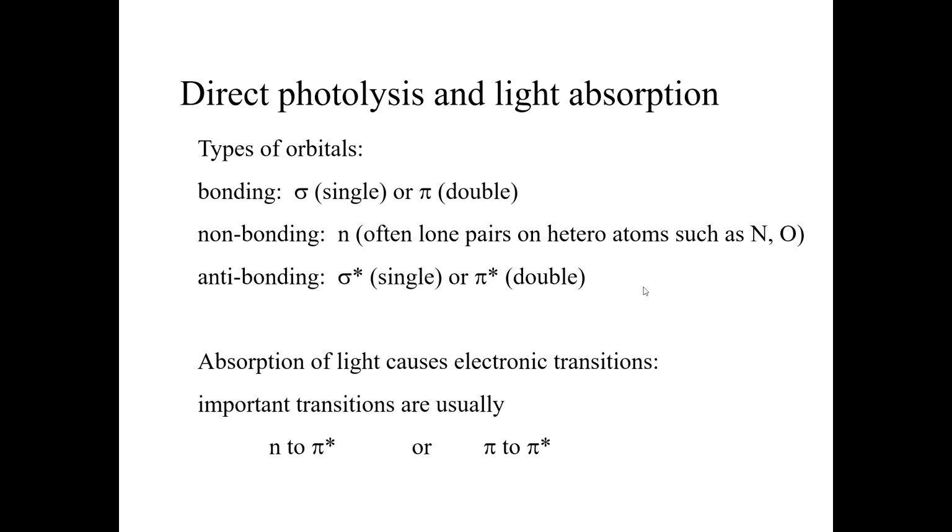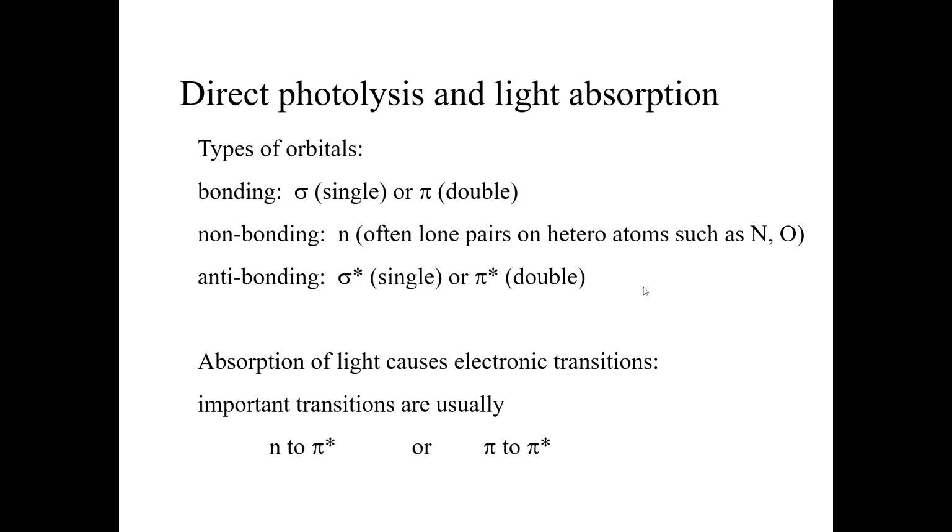We've got sigma orbitals, which are single bonds. We've got pi orbitals, which are double bonds. And we have n orbitals, which are non-bonding. Often they are lone pair electrons. And then in molecular orbital theory, all of these bonding orbitals have to have their evil twin, which is an anti-bonding orbital. So every time you have a sigma, you must have a sigma star. Every time you have a pi, you must have a pi star.